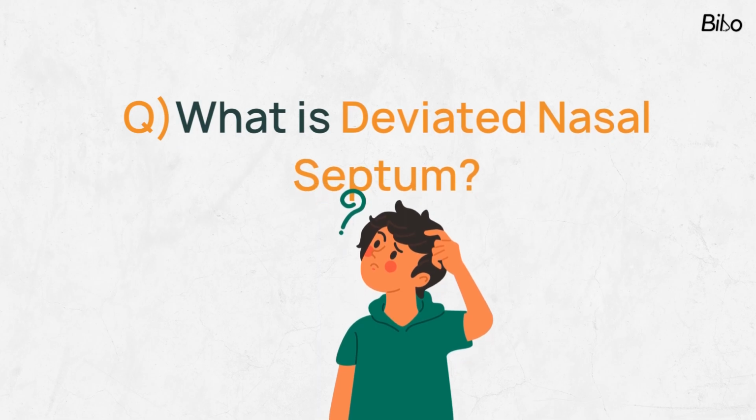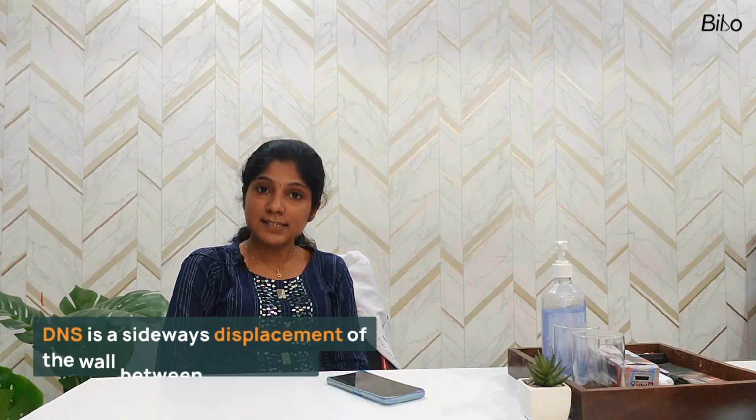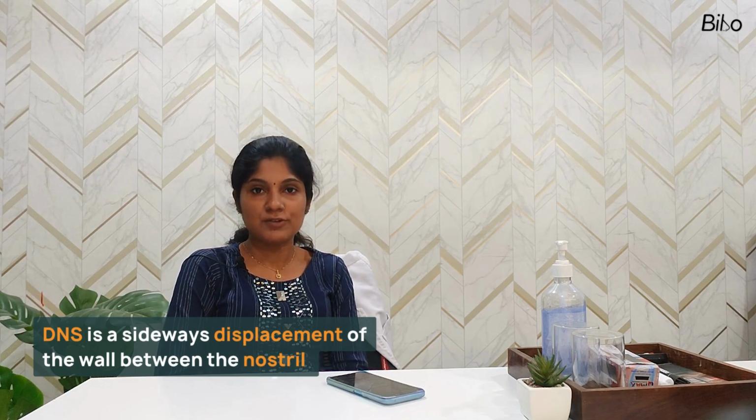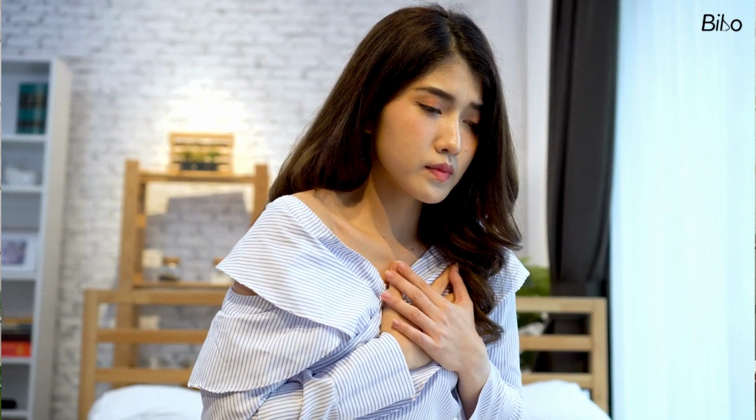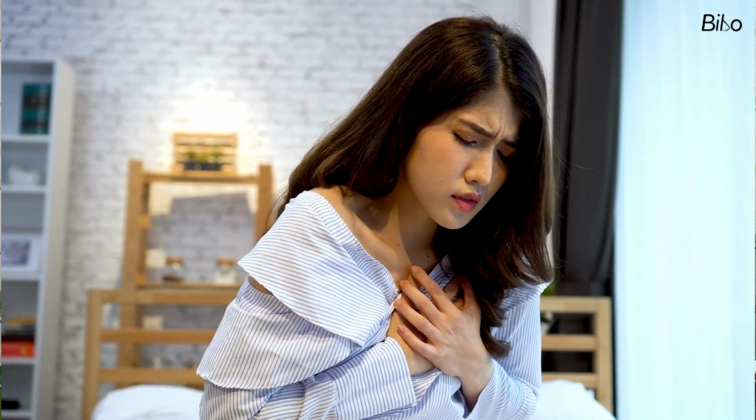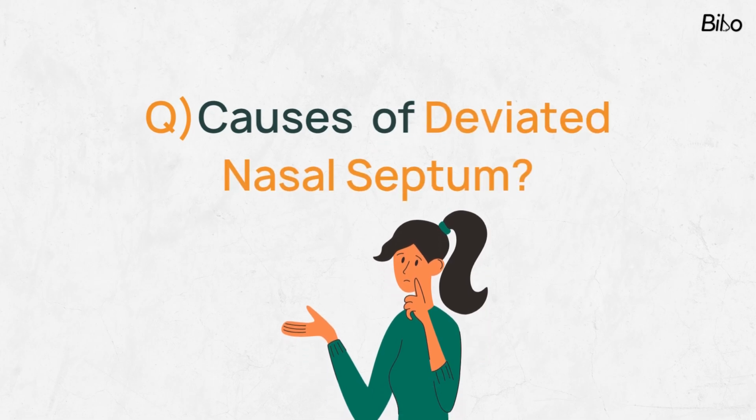So the first question is, what is deviated nasal septum? DNS is a sideways displacement of the wall between the nostrils. In many people, the nasal septum is off-center or deviated, making the nasal passage smaller. In severe conditions, it may block one side of the nose, reducing the air passage and finally leading to breathing difficulties.